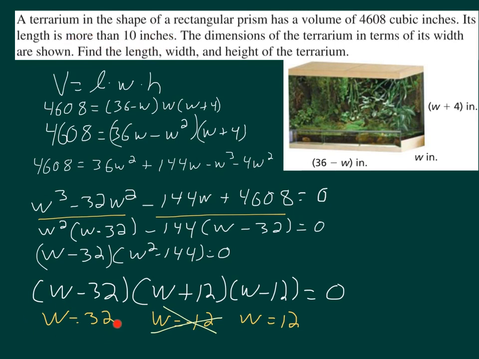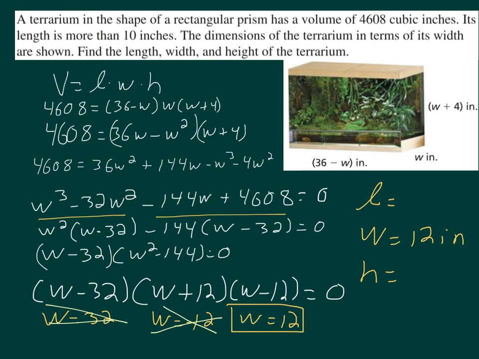If my w is 32, then in my diagram, my length would be 36 minus 32, which would be 4. That's problematic. I can't have 4 because that's less than 10 inches. Therefore, I disregard my first option. So the answer that I'm actually looking for is w equals 12. So in order to figure out the length, width, and height of this terrarium, I'm just going to use my answer of 12. The width is 12 inches.